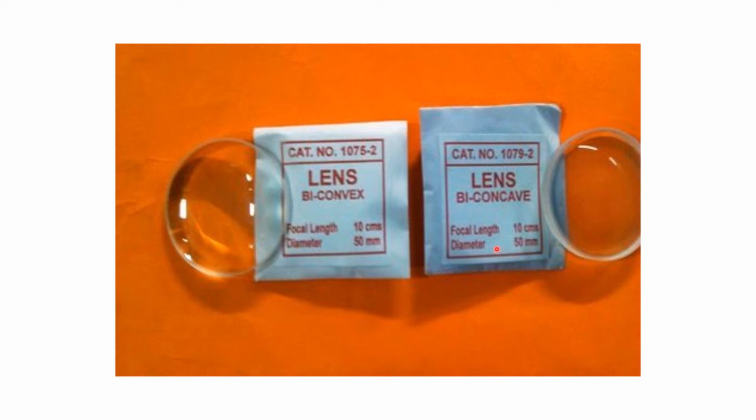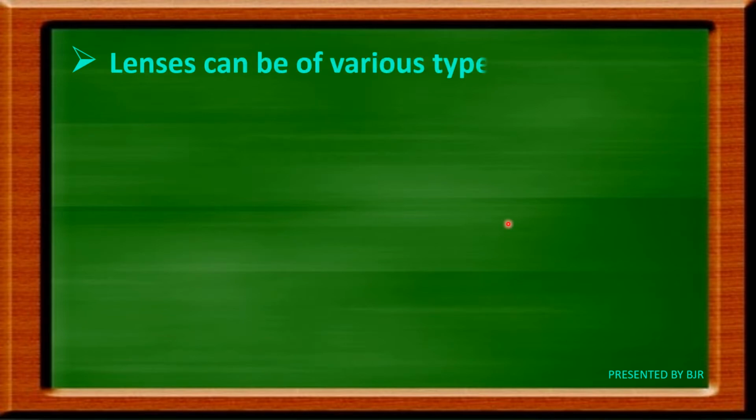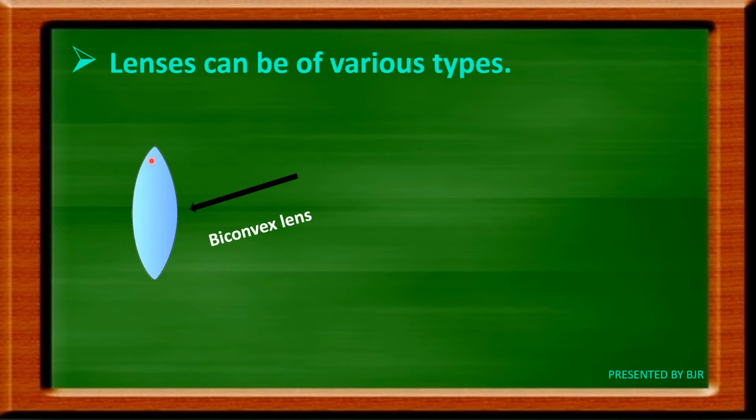Okay, and just now I have told you a lens should have at least one curved surface. See here, depending upon the number of curved surfaces and plane surfaces, lenses can be of various types. Can you tell what type of lens it is? See here, at the middle it is thick than edges. Okay, that's why it is a biconvex lens. This one is the biconvex lens.